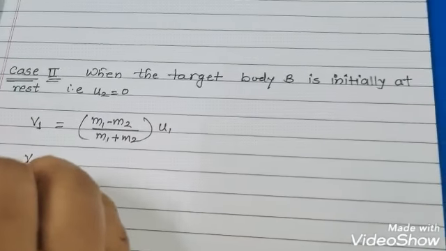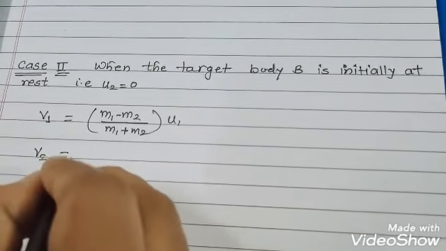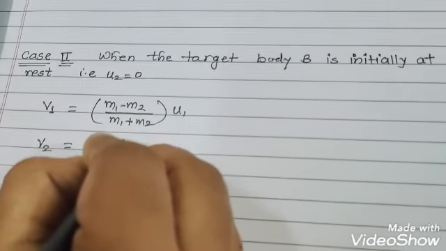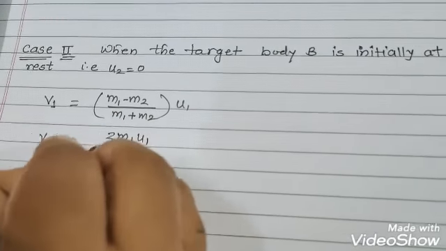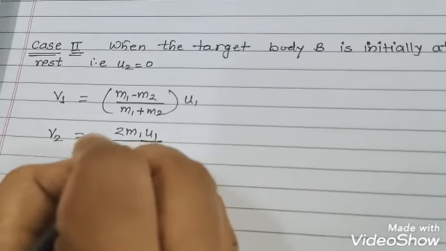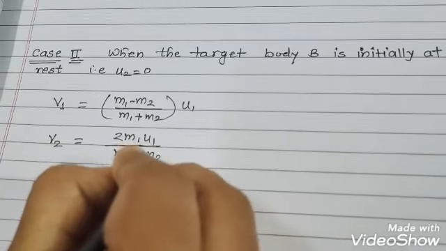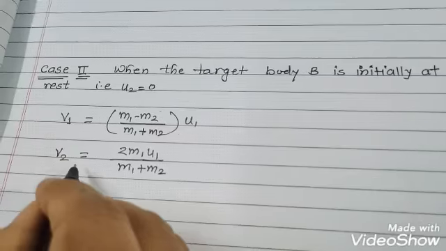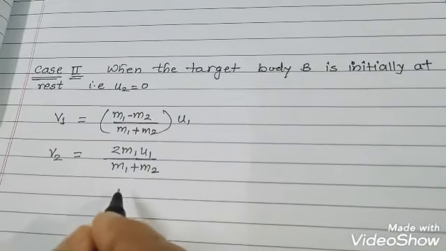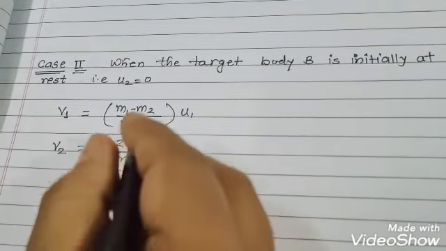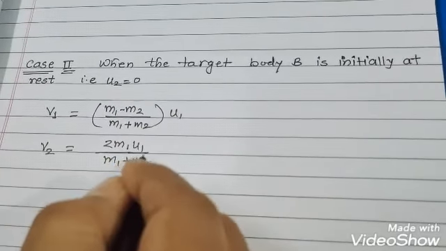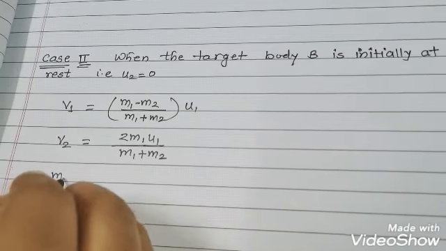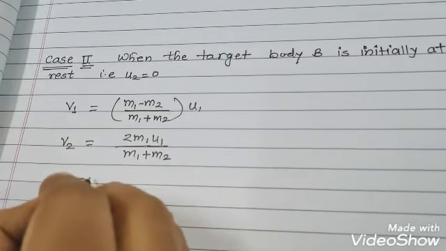Now v2, that is the velocity of body B after collision, will be equal to 2m1 u1 upon (m1 plus m2), and the second term, which contains u2, will be 0. So v2 will be 2m1 u1 upon (m1 plus m2).